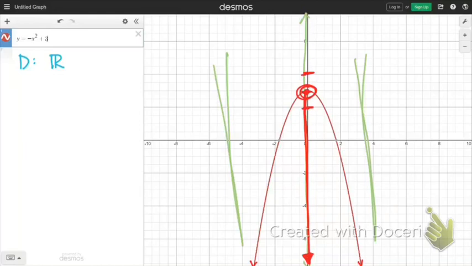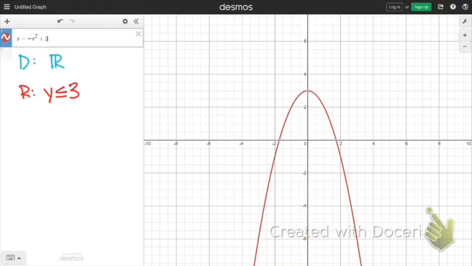So that's +3. So we know that y has to be less than, because it's going down, less than or equal to +3, because it goes through +3, so it can also equal +3. That's your domain and range for this function, or, well, relation. We don't know yet if it's a function.